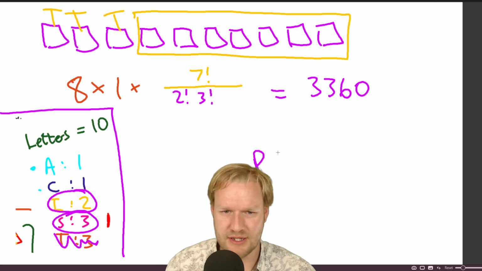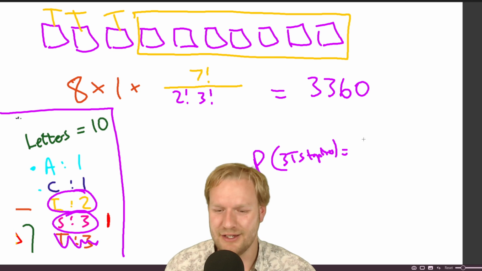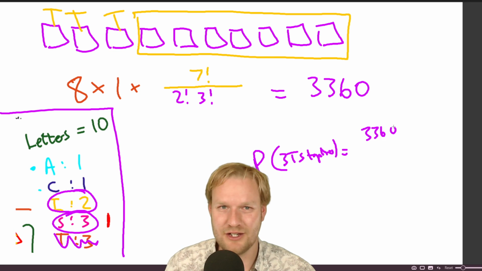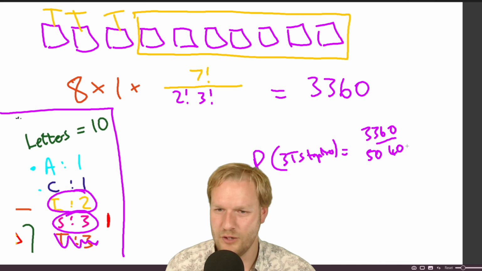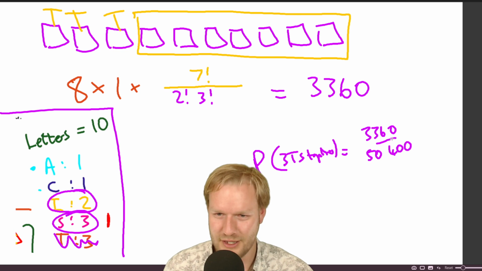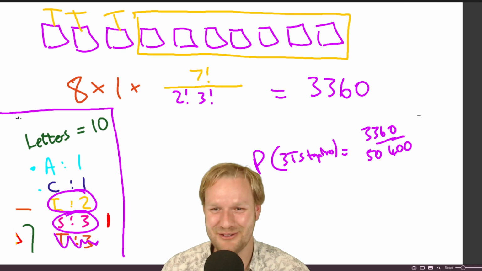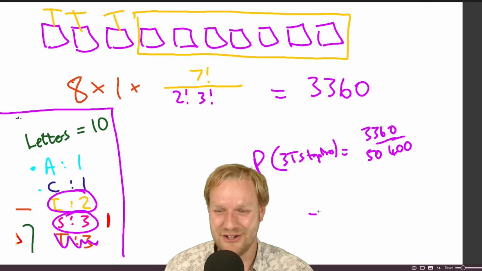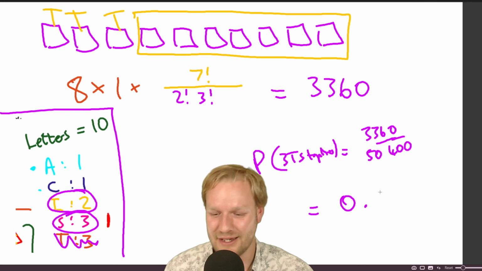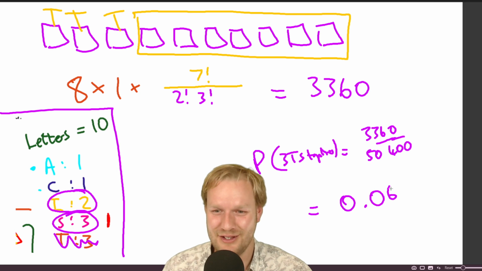And so our probability of the 3 T's being together is that we've got 3,360 ways of that happening out of the 50,400. Is that right? Lots of big numbers, right? Not 54,000, 50,400. So into the calculator it goes, and we get 0.0 something recurring.